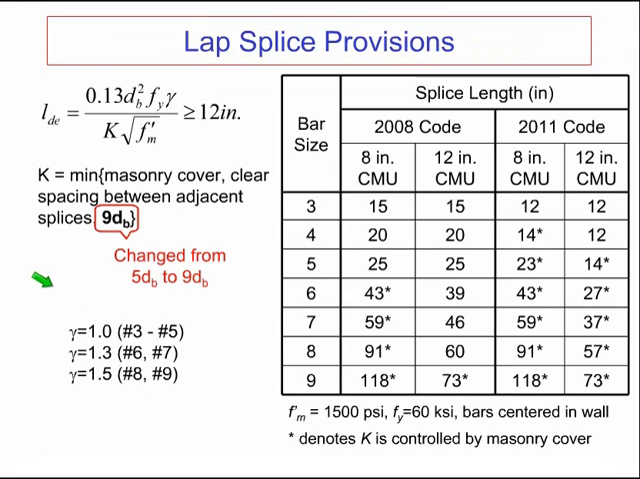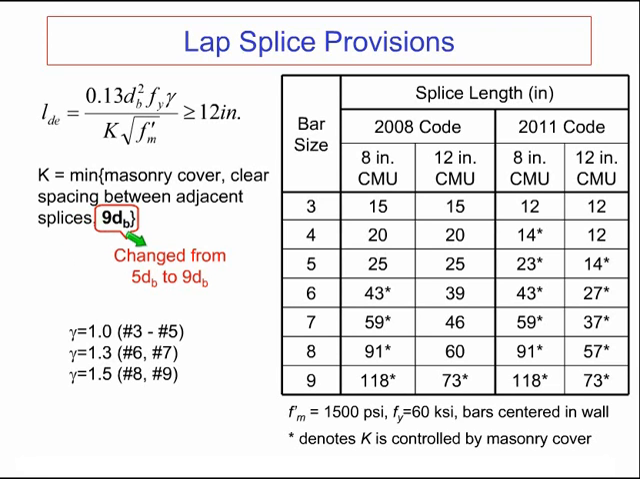Lap splice provisions: two changes between 2008 and 2011. We have the same lap splice equation, the same length used both for splice and development, but we have our equation here with this factor K, which is the minimum of the masonry cover and the clear spacing between adjacent splices. It used to be 5 times the bar diameter, and it is increased now to 9 times the bar diameter based on re-looking at the test results.